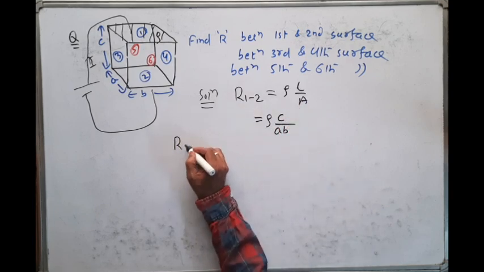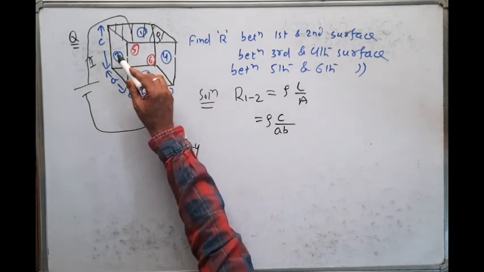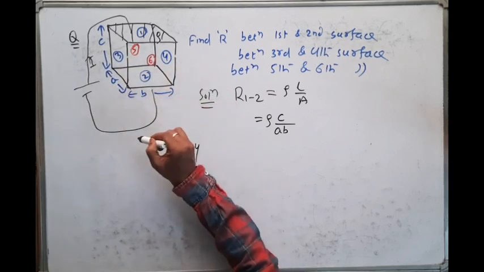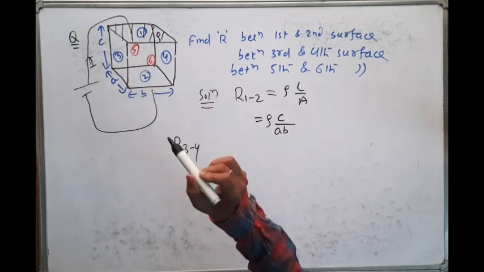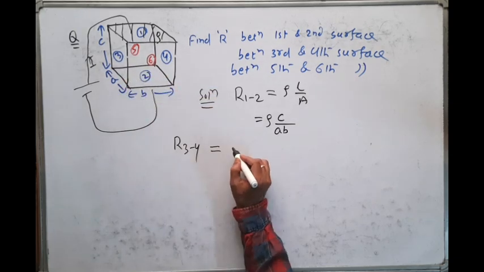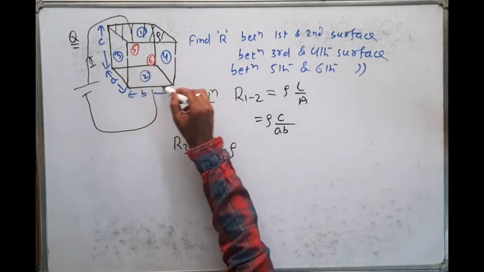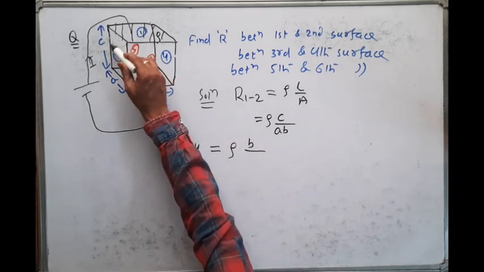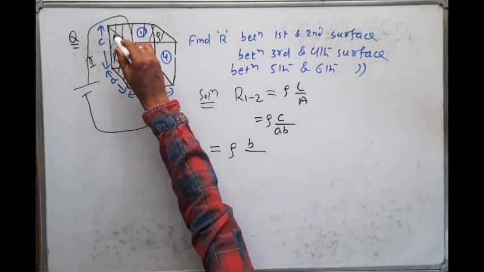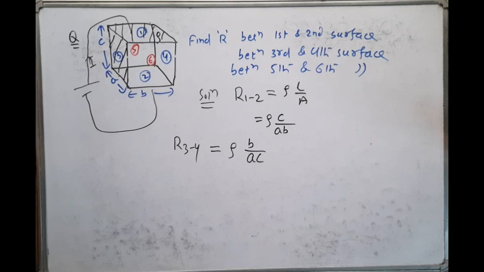Similarly, I want to find the resistance across the 3 and 4 surface. If I connect a battery from the third surface to the fourth surface, then the current will see the resistance between the third and fourth surface. In that case, resistance is equal to rho into, from the third surface to the fourth surface, the length, which is B, divided by the area of cross section of the third surface, which is A into C. So this is the resistance between the 3 and 4 surface.